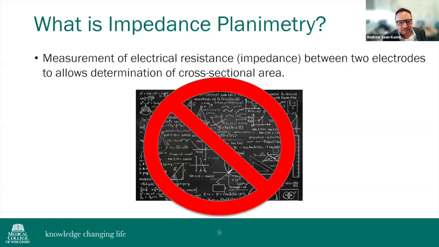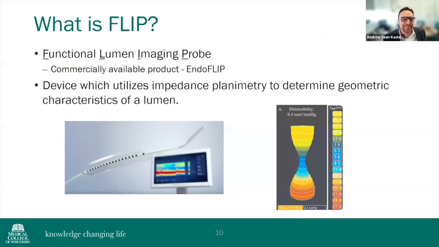We'll do the busy surgeon's primer on this, which is one slide. In order to understand impedance planimetry and how it works, I think we have to understand the tool we use to measure it, and then we can talk about both at the same time. So FLIP is functional lumen imaging probe, and the commercially available version of this is EndoFLIP. It's a device which usually utilizes impedance planimetry to determine the geometry of a lumen.